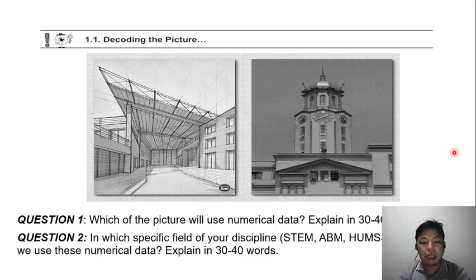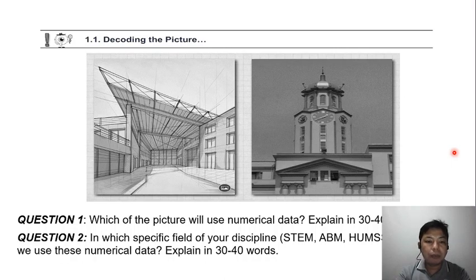Question number one is, which of the pictures will use numerical data? Explain in 30 to 40 words. So choose between the two pictures, what do you think will be using numerical data? And explain why it will be using numerical data. Explain your answer in 30 to 40 words.